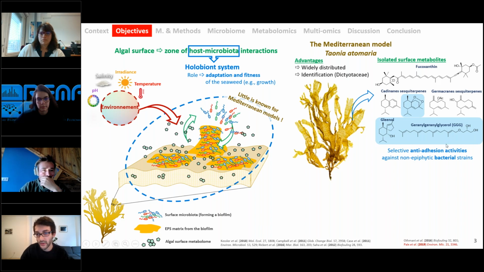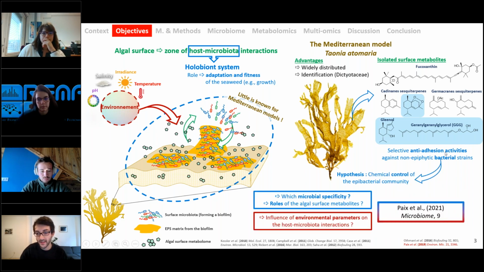Some of these compounds which were isolated were also tested against some bacteria, and some of them have a really interesting, selective effect against some specific bacterial strains. So I started my PhD with this hypothesis that there was a chemical control of the epibacterial community at the surface of this algae through the production of some of these surface metabolites. So my objective was to understand what this microbial specificity at the surface of this algae is, and what the roles of some specific surface metabolites are in this specificity.